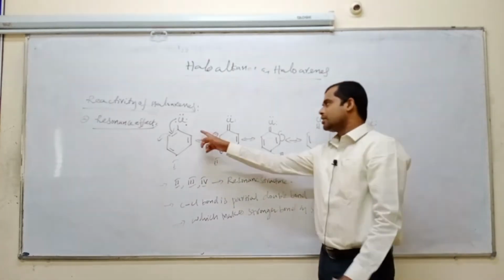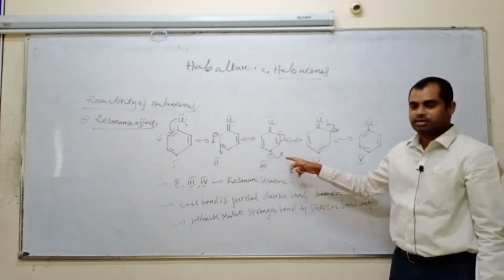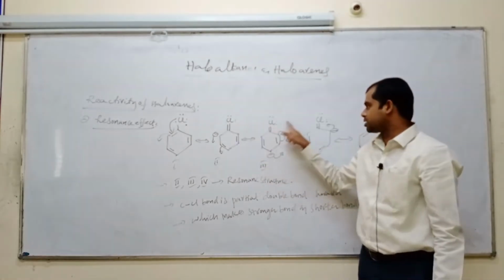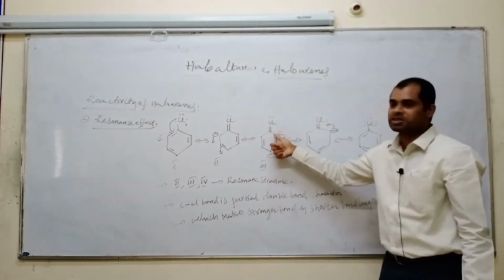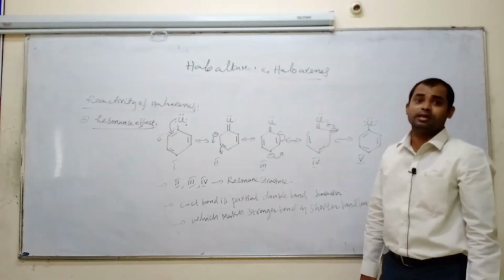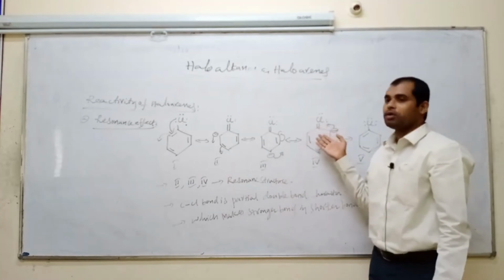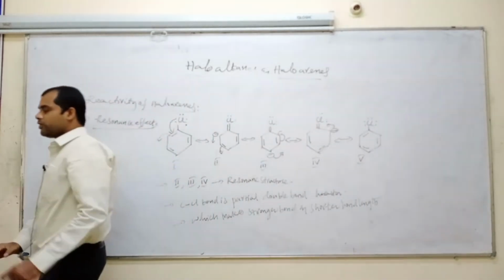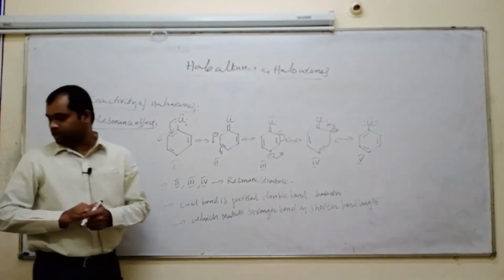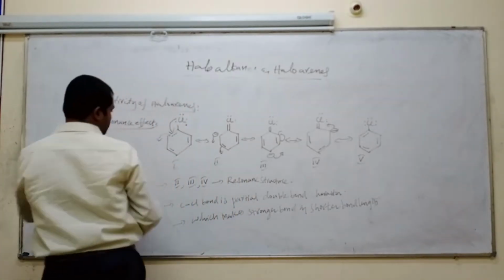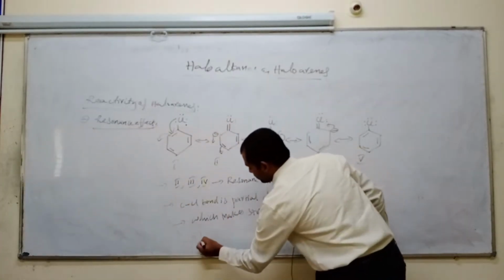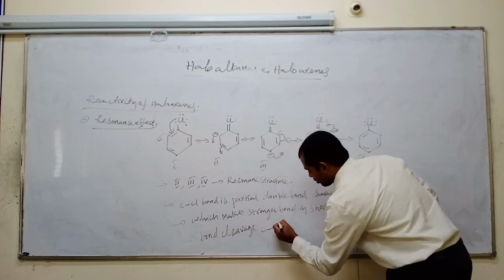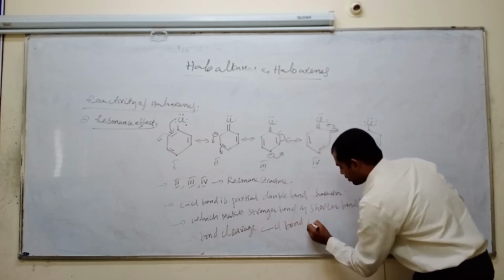Why shorter bond length? Haloarenes form resonance structures. Because of resonance, the carbon-chlorine bond gets partial double bond character. Because of the partial double bond character, the bond becomes much stronger and shorter than a single bond. A shorter bond length means bond cleavage or bond breaking is very difficult. Clear? So bond cleavage of the carbon-chlorine bond in haloarenes is difficult.